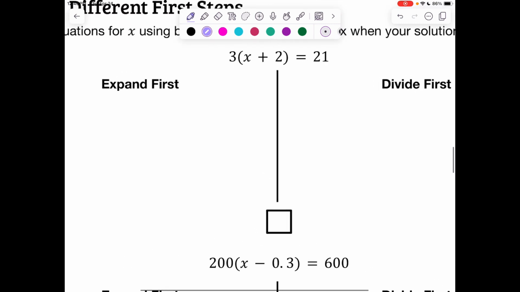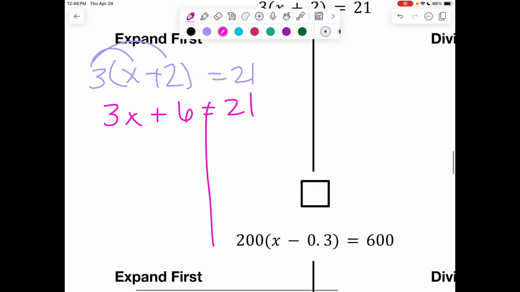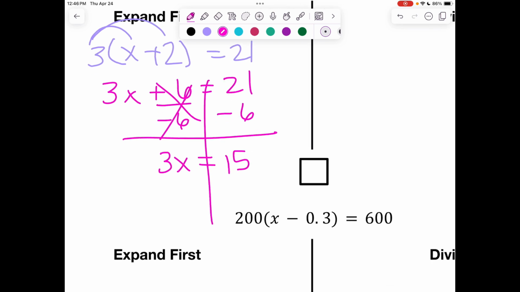All right, so our first one, we have 3 times x plus 2 equals 21. So when we expand first, what that means is I need to do my whoop whoops. So I need to do 3 times x and 3 times 2. Well, 3 times x is 3x, plus 3 times 2 is 6, and that still equals 21. So now I solve my equation like I normally would. The first step is we need to get rid of this plus 6, so we minus 6 first. When we do that, our 6's cancel out. We have 3x over here, and then we're left with 15.